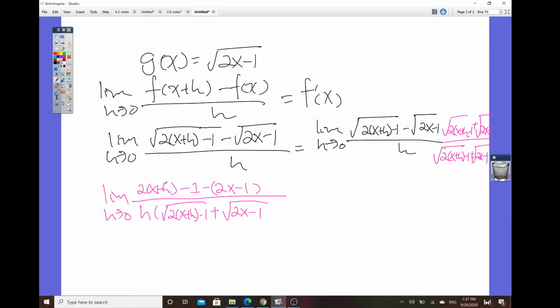So this one, expand it, distribute, combine the like terms. So we do have 2x plus 2h minus 1 minus 2x plus 1. As you can see, that 2x got cancelled. So 2h, well, that remained. Negative 1, 1 got cancelled. Again, the h, we can cross that out, top and the bottom, because that's reducing. So what's left here is the square root of the quantity of 2 times the quantity of x plus h minus 1 plus square root of 2x minus 1.